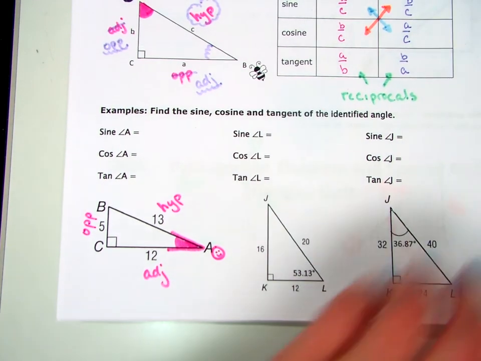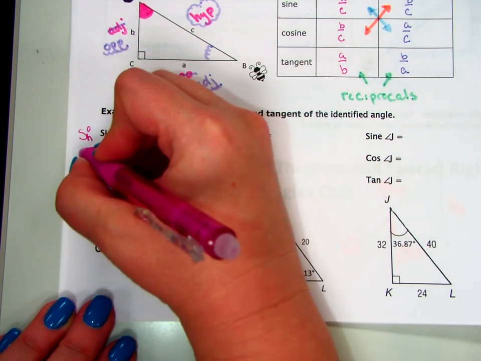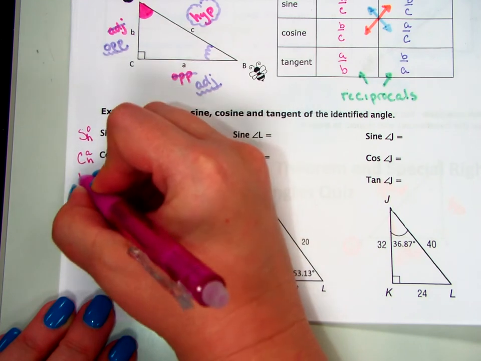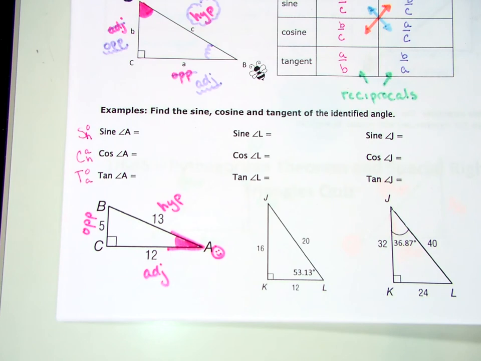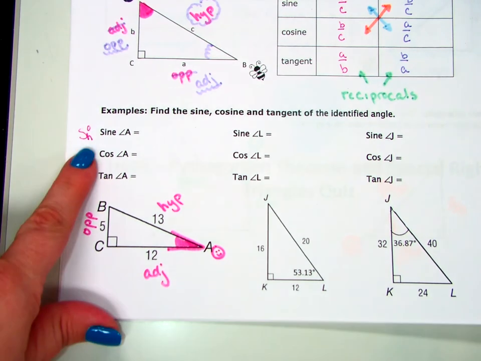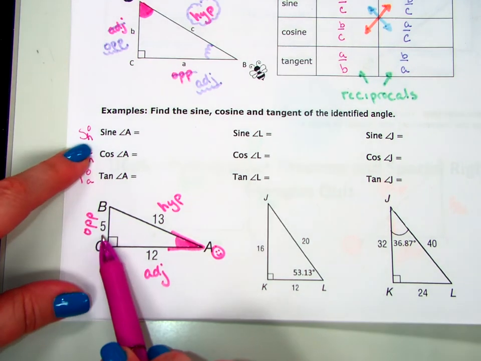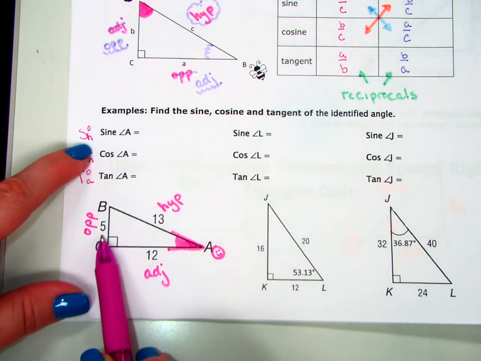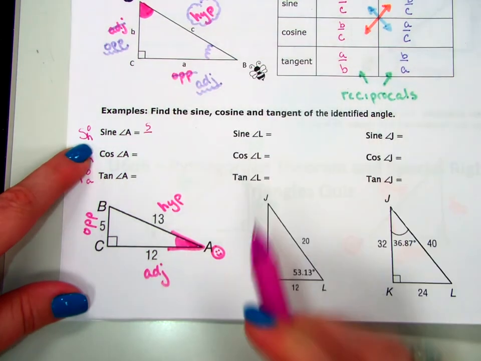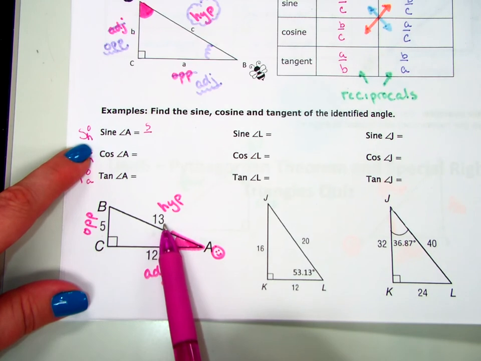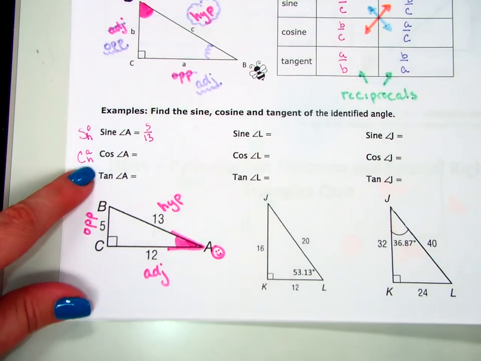Okay? Once you've labeled your triangle, then you can find your ratios. I will usually write this next to every problem I do this entire unit, even though I've been doing it for years and I know it. I still like to write it, because then I can easily see that my sine is opposite over hypotenuse. My opposite is 5. And the hypotenuse is 13.